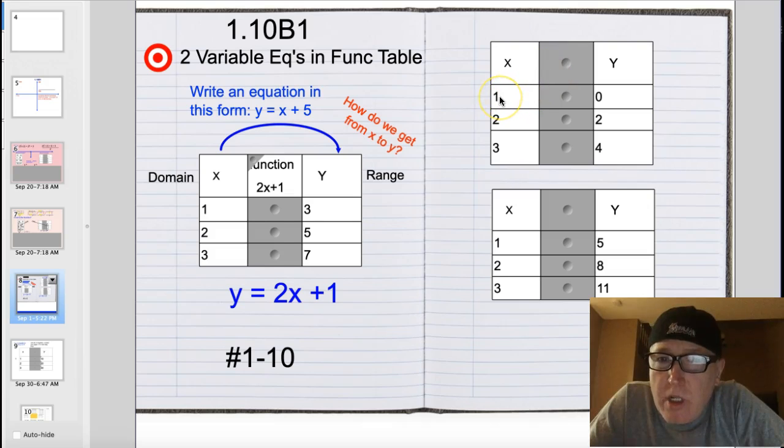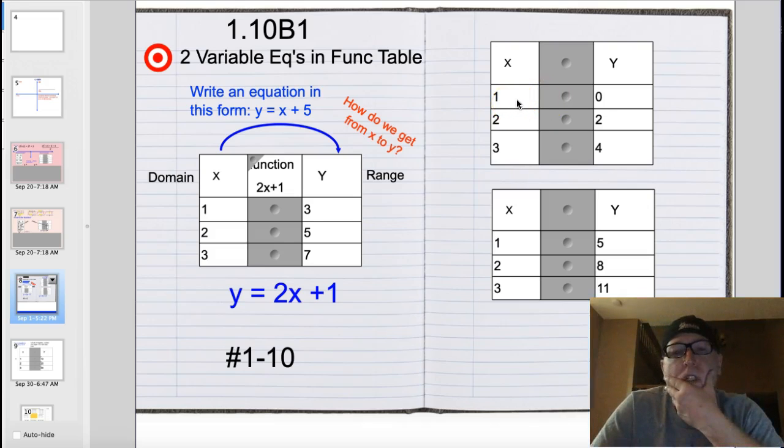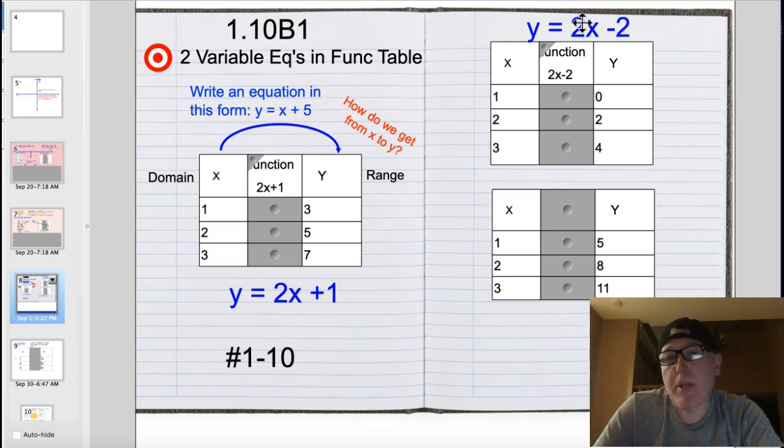All right, let's take a look at this one up here. So this is 1. So I'm thinking minus 1 right away. 1 minus 1 is 0. 2, nope, that doesn't work. How about times 2 minus 2? 1 times 2 is 2, minus 2 is 0. 2 times 2 is 4, minus 2 is 2. I think I nailed it. Yep. Times 2 minus 2. So this one here would be y is equal to 2x minus 2.